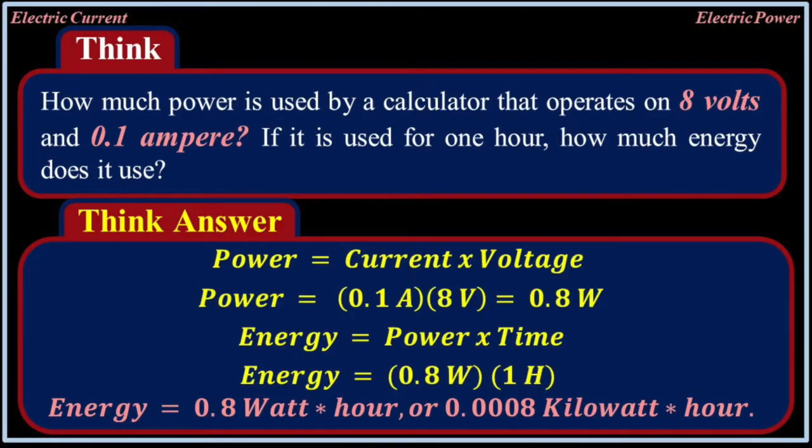Power equals current times voltage. Power equals 0.1 amps times 8 volts, which equals 0.8 watts. Energy equals power times time. Energy equals 0.8 watts times 1 hour. Energy equals 0.8 watt hours, or 0.0008 kilowatt hours.